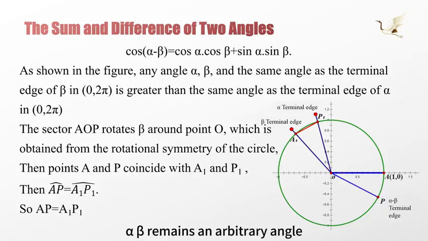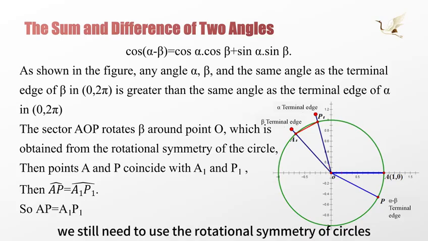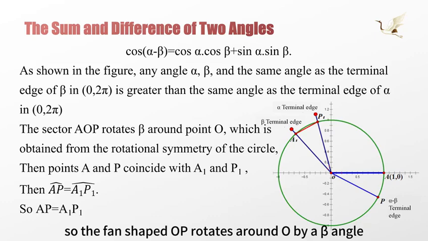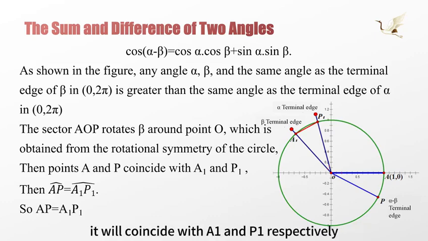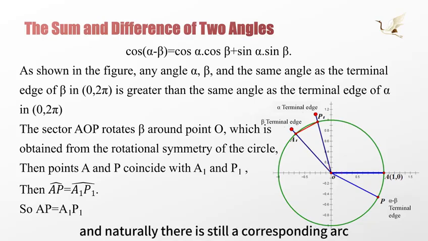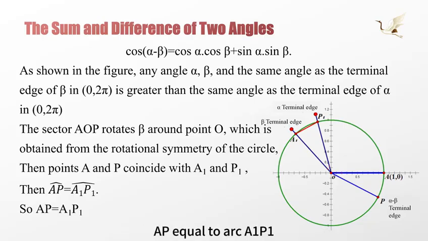Alpha, beta remain arbitrary angles, and the angle within 0 to 2π that has the same terminal edge as beta is greater than the angle within 0 to 2π that has the same terminal edge as alpha. We still need to use the rotational symmetry of circles, so the sector AOP rotates around O by angle beta. At this point, it will coincide with A1 and P1 respectively, and naturally the corresponding arc AP is still equal to arc A1P1.